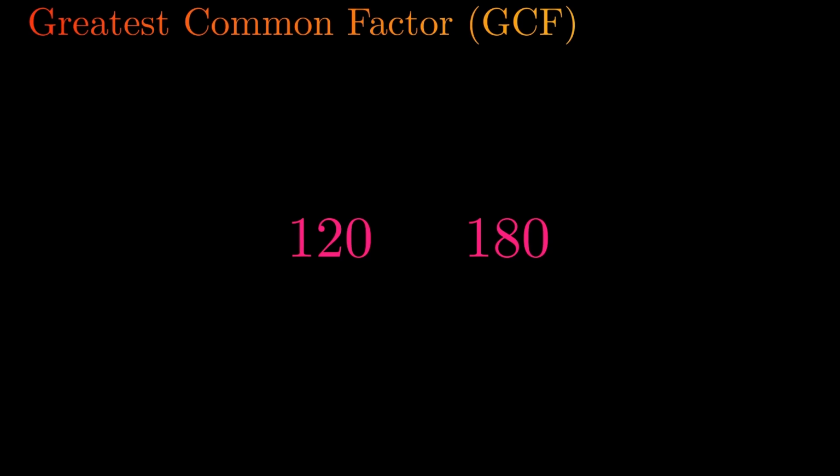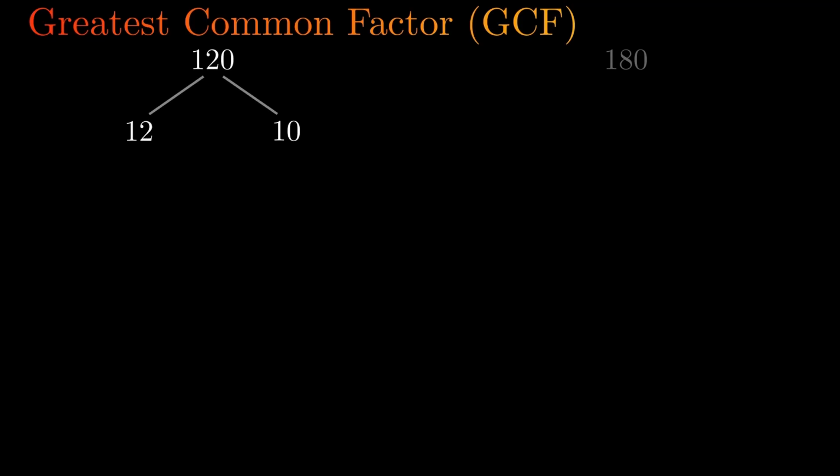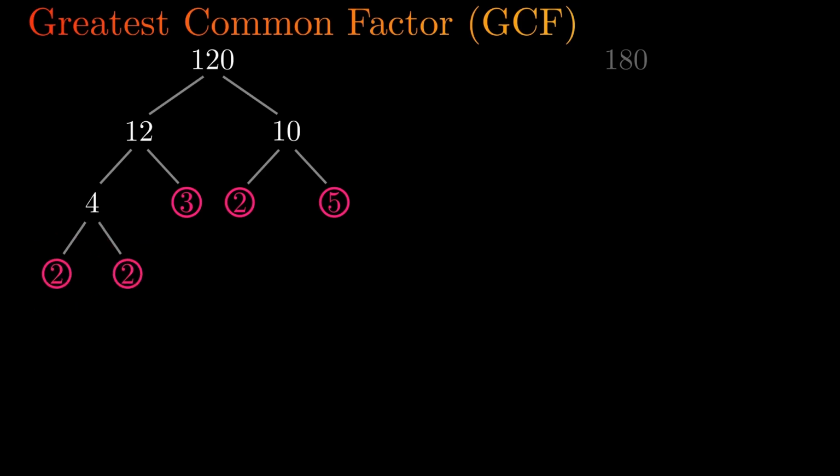Let's break down 120 first. What two numbers multiply to make 120? Let's go with 12 and 10. Are those prime? No, so we keep going. 12 breaks into 3 and 4. 10 breaks into 2 and 5. The numbers 3, 2, and 5 are prime, so we stop there. But 4 is not. 4 breaks down into 2 times 2. Now, look at the bottom of the tree, the leaves. We have 2, 2, 2, 3, and 5.